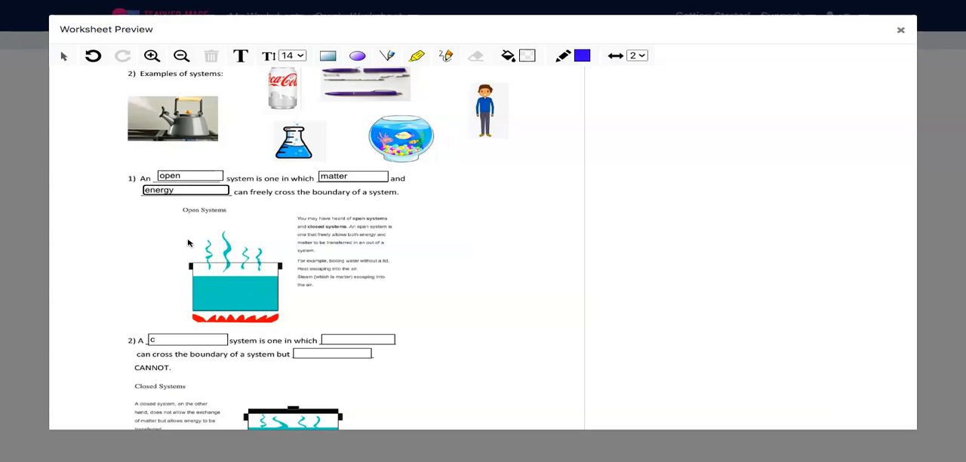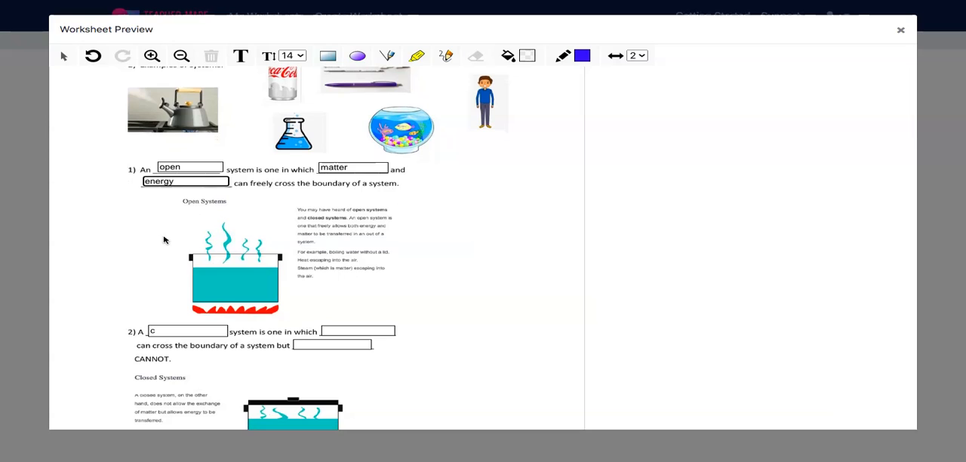In addition to that, if some of the water molecules that make up the liquid in the pot gain enough heat energy and they bump into each other hard enough, they can escape that pot as a gas. And so, in that case, we can see matter is also free to cross the boundary of the system and leave the pot and go into the air.